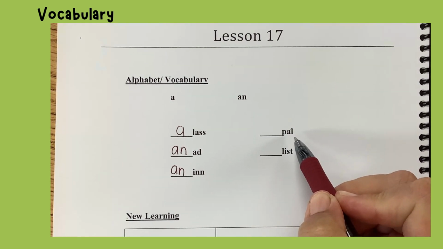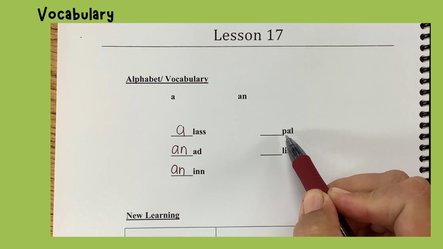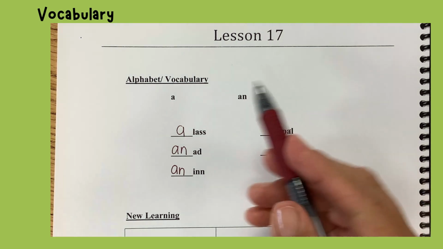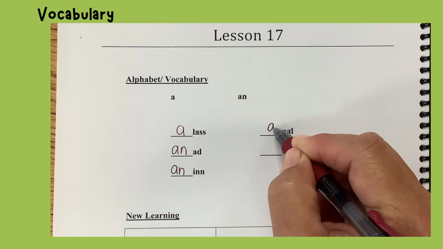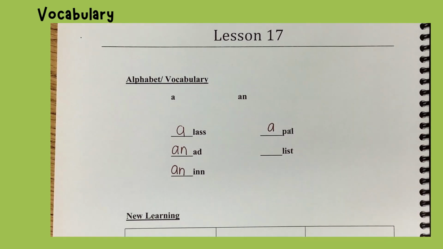Pal. Pal is a friend. The beginning sound is p. Is that a vowel sound or a consonant sound? Correct, it's a consonant sound. So that means we're going to use a. A pal. Remember, a can be pronounced a or uh. Doesn't matter. Both pronunciations are correct.